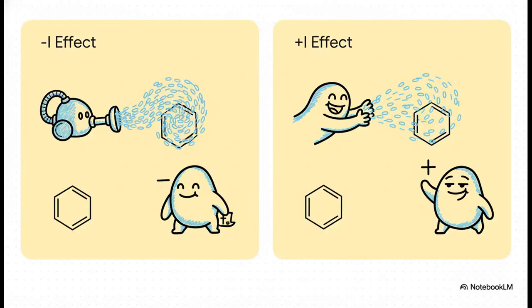Now this tug-of-war has two teams. On one side, you've got the -I effect groups. These are the electron hogs like nitro groups or halogens. They pull electron density toward themselves, which is fantastic for stabilizing any nearby negative charges. And on the other team, you've got the +I effect groups, like simple alkyl groups. These guys are generous electron donors. They push density away, which is perfect for stabilizing positive charges or cations.